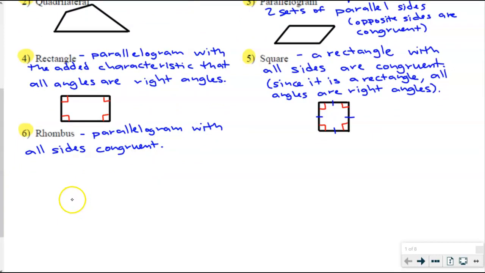So let me ask you this. If a rhombus is a parallelogram with all sides congruent, is this a rhombus? Is it a parallelogram? It is a parallelogram. Are all sides congruent? Is this a rhombus? But if the definition of a rhombus is a parallelogram with all sides congruent, is this a parallelogram? Are all sides congruent? Is this a rhombus? Check with your groups. Discuss.